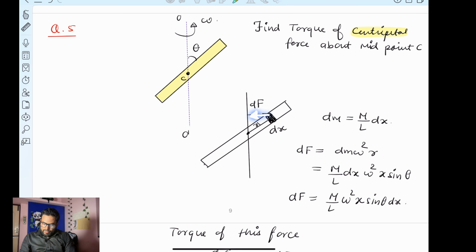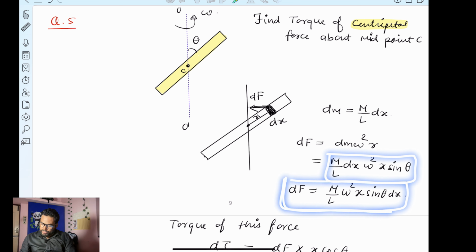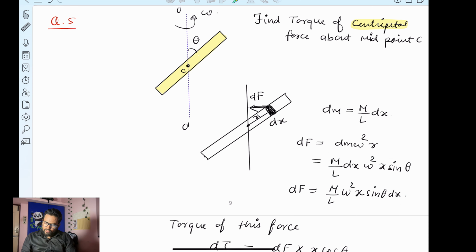Now the centripetal force. So the force toward the center is dF. That dF is required to rotate it. So dF would be dm omega square r, centripetal force, m omega square r. Here the element is dm, so dm omega square r. Now putting the value of dm, we will get the value of dF. So that is the elemental force required to rotate this element in this radius of x sin theta.